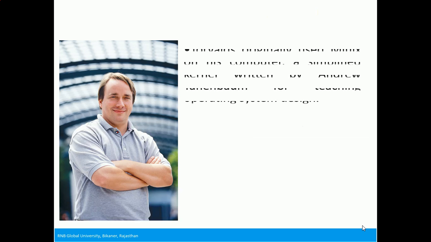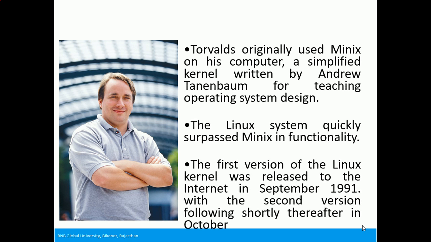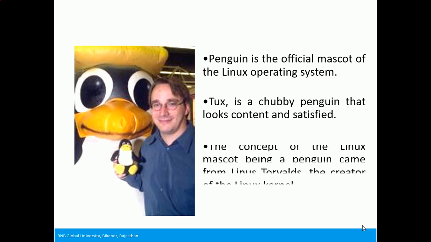The first kernel was published on the internet in 1991. In a short time, thereafter in October, the second kernel version became available. We will discuss later what a kernel is. We have already discussed the Penguin and the founder.